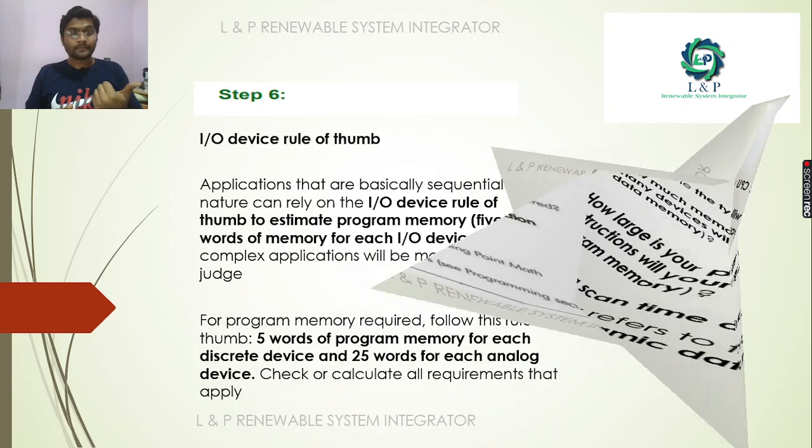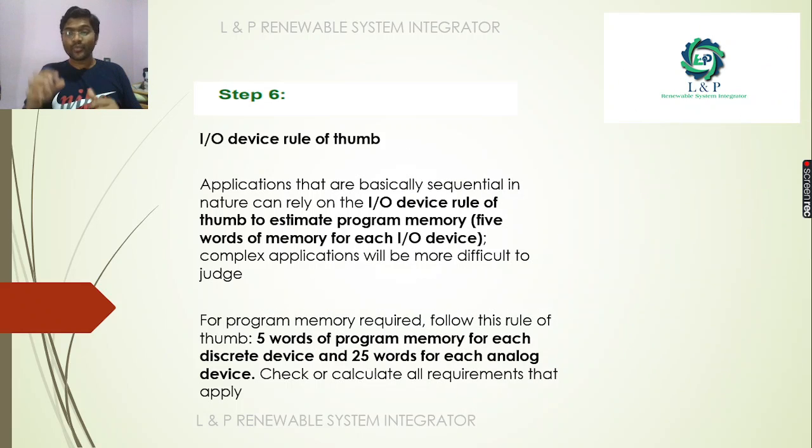Next we are going to see the thumb rule for choosing the memory for digital devices and analog devices. If you want to choose a digital device, a single digital device will occupy a memory of 5 words. If you're going to choose an analog device, a single analog device will occupy a memory of 25 words. This is the thumb rule for the I/O devices.